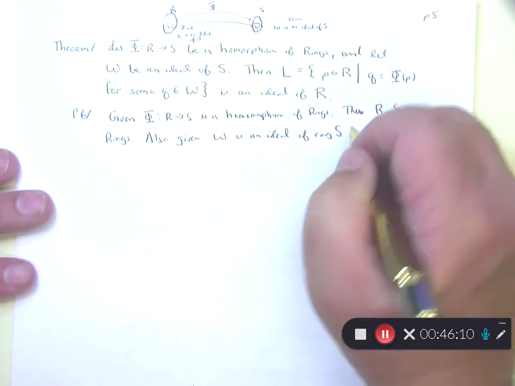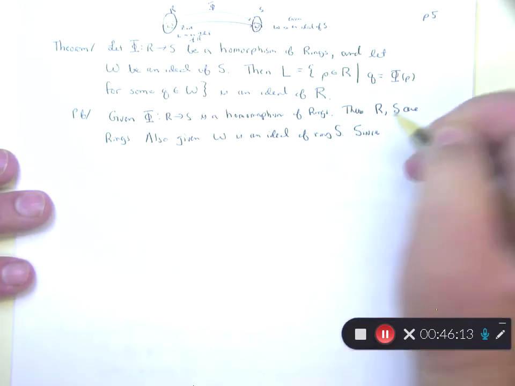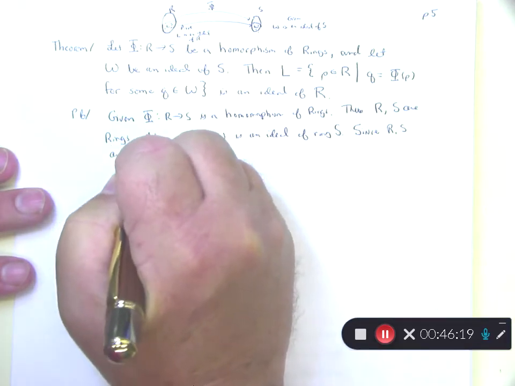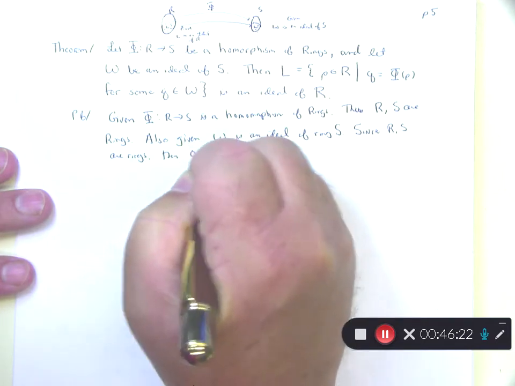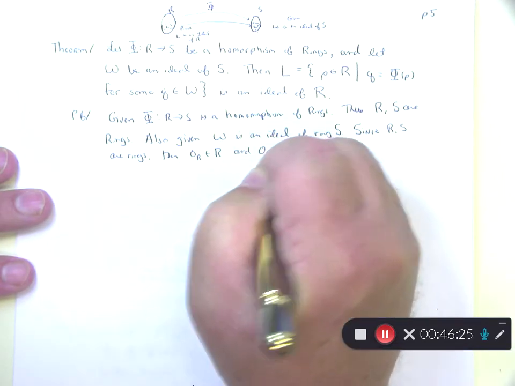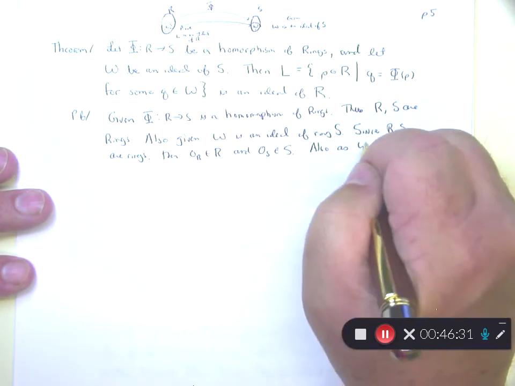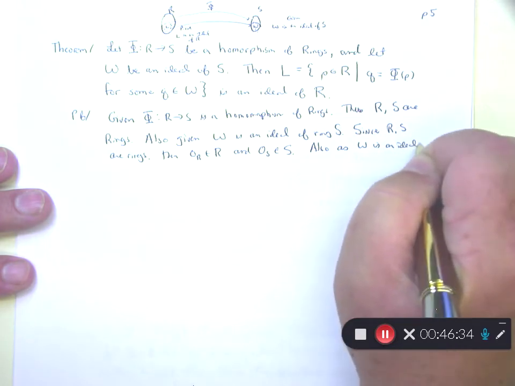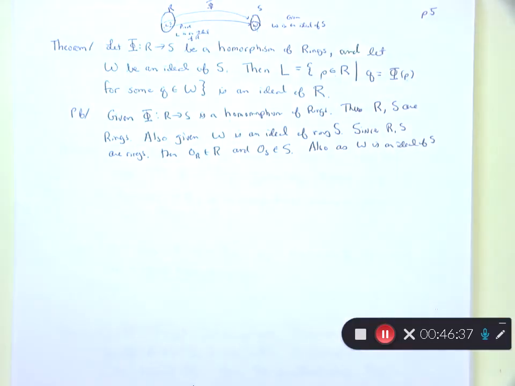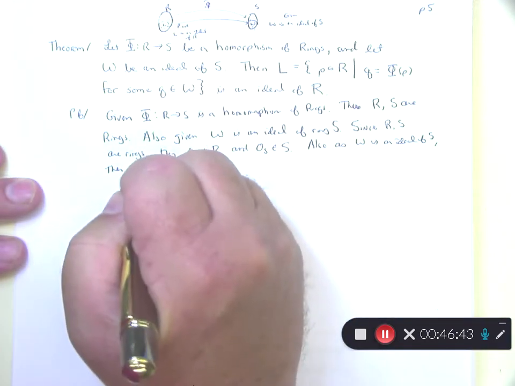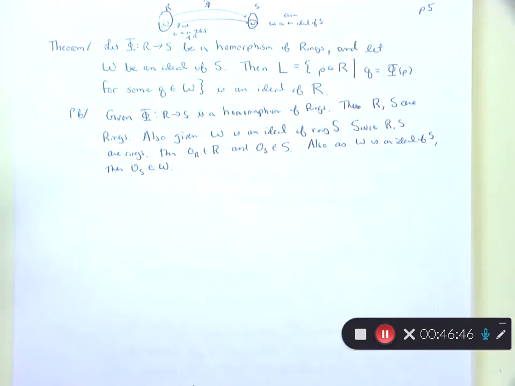Well, here we go. Since R and S are rings, then 0R is an element of R, and 0S is an element of S. Also, as W is an ideal of S, that also means he's a subring with an extra property, then 0S is an element of W. I'm going to be very specific of where I'm using W as an ideal of S. Keep that in mind when I do this. So here we go.